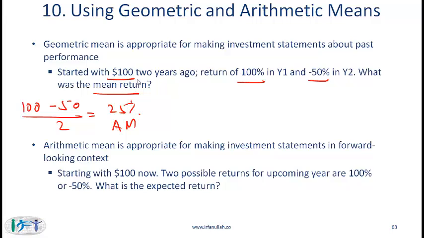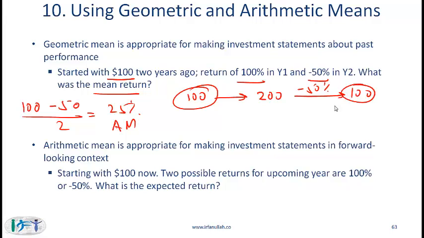But look at what's actually happening. When you have $100, in the first year you get 100% return. So you end up with $200 at the end of the first year. But then in the second year you lose 50%, which means that you are back down to 100. So in reality, you have not made any money. You started with 100, you end up with 100, so your mean return really is 0%.